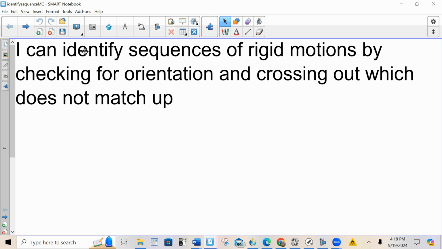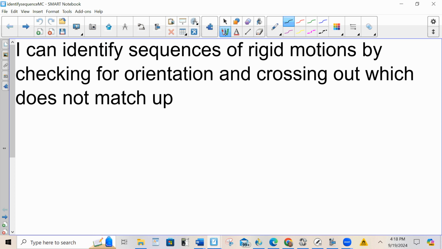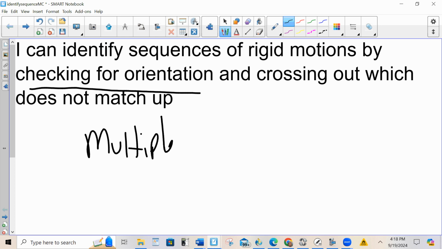Hello everybody. Today I can identify sequences of rigid motions by checking for orientation and crossing out which does not match up. And this lesson is for multiple choice. Very commonly asked Regents question.